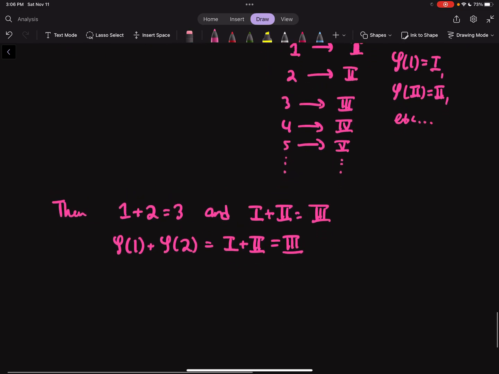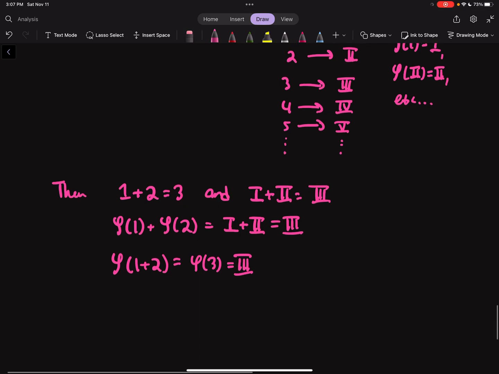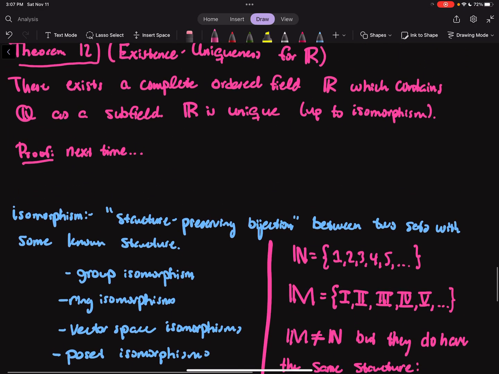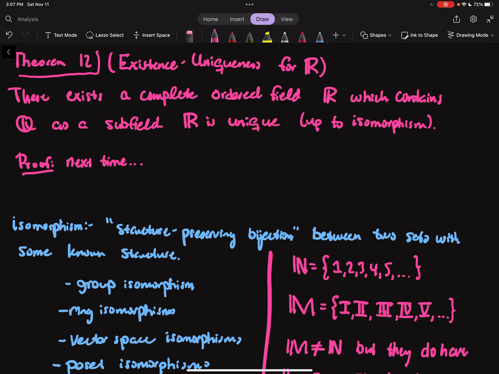But also, if we think about it, phi of 1 plus 2 equals, well, that's phi of 3, which is 3. So in particular, phi of 1 plus phi of 2 equals phi of 1 plus 2. So basically, this is a structure-preserving map. And that's kind of what we're getting at. So if you haven't seen this, or if that confused you, don't worry too much about it. That was just a cute little example.